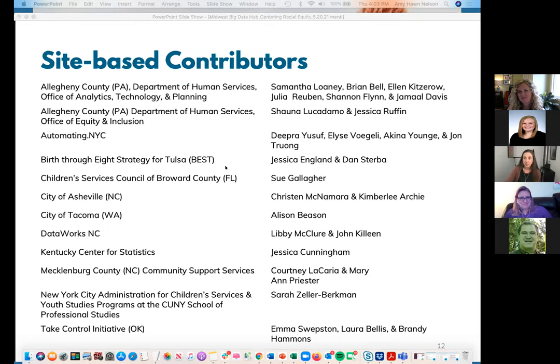We also had site-based contributors. One of the things we really wanted to focus on was that this is all work in action. No one has this figured out. And so we contacted a bunch of communities who were doing some exemplar work. And they were like, no, don't call us exemplars. We don't know what we're doing. This is just a first step. So in the toolkit, it's called work in action. And so we had sites that contributed actual lessons learned on the ground.